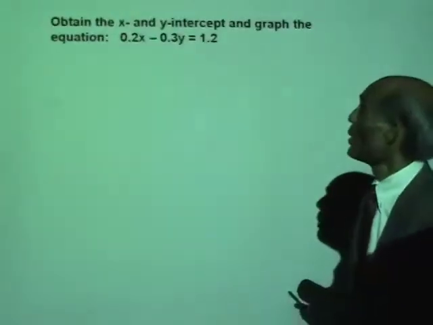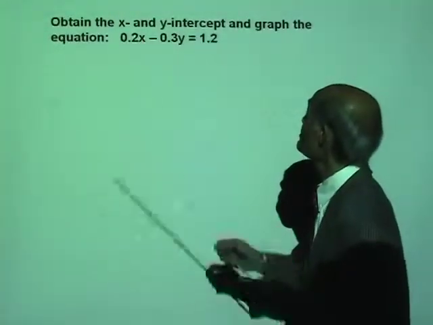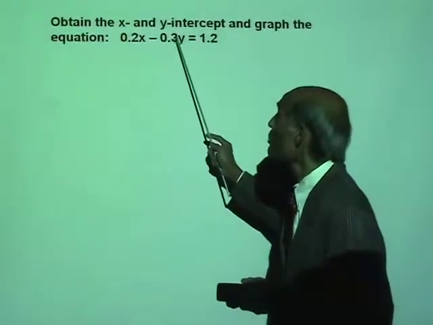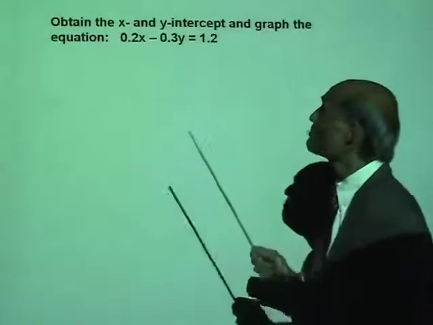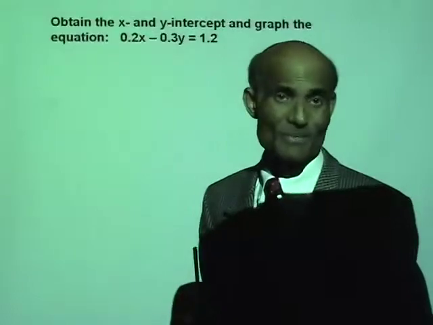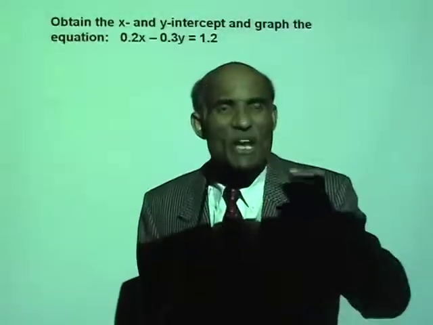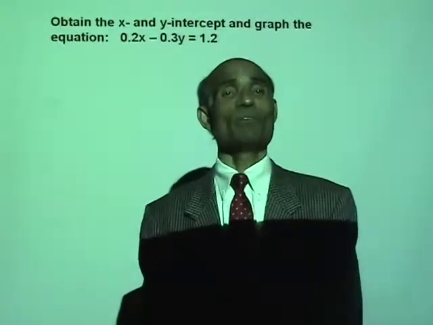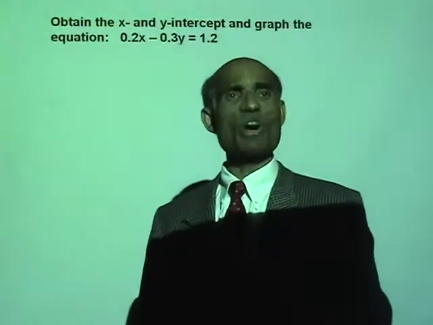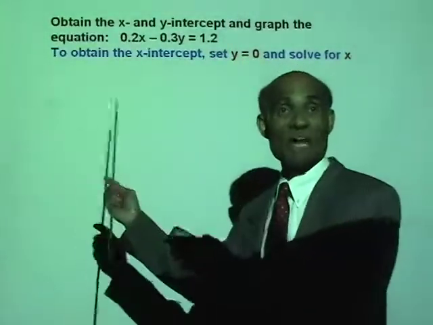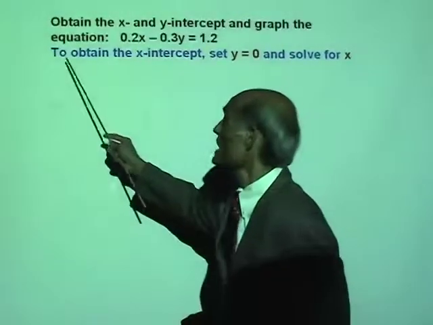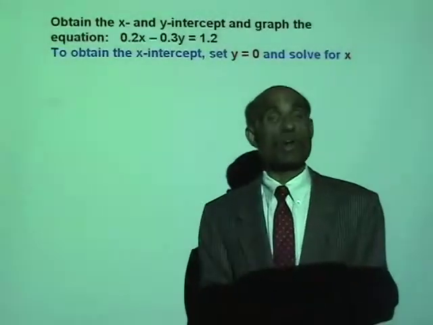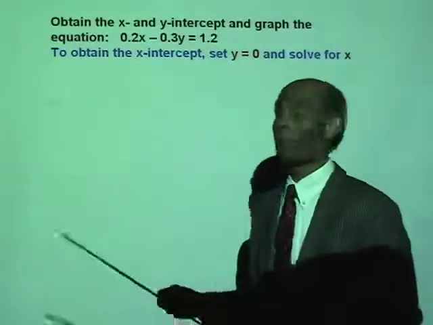Let's do another one. Obtain the x and y intercept and graph the equation 0.2x minus 0.3y equal to 1.2. Well, if I were you, I would take that equation and make all the coefficients a whole number. What will you do to make all the coefficients a whole number? Well, I haven't done that here actually. I have just said to obtain the x-intercept, set y equal to 0 and solve for x. Well, we can do that.